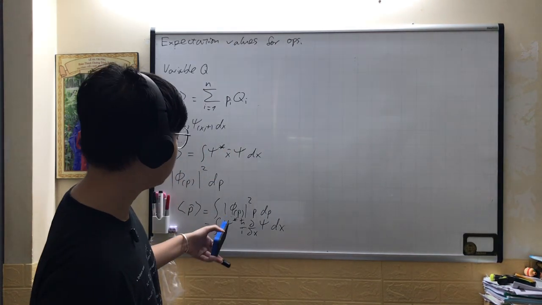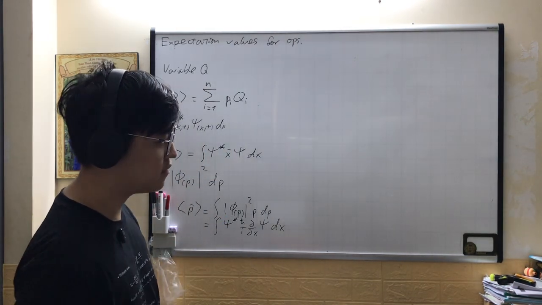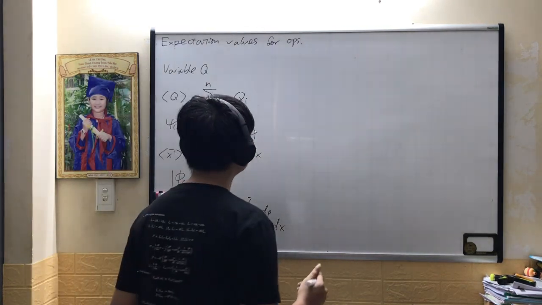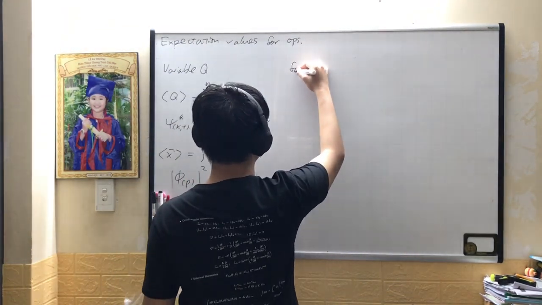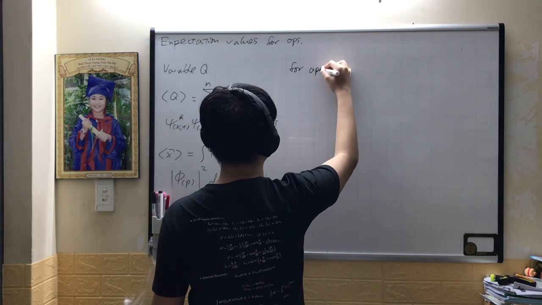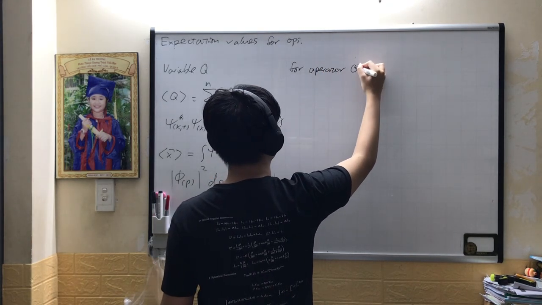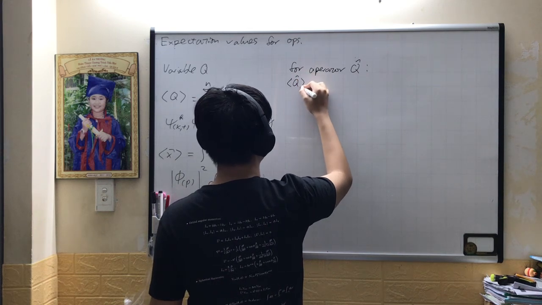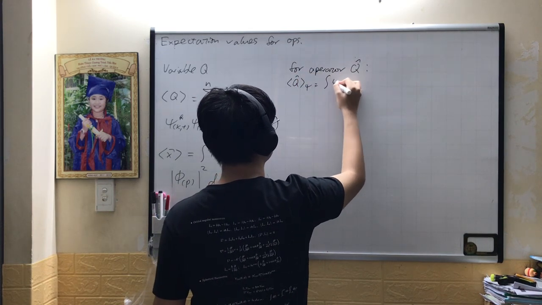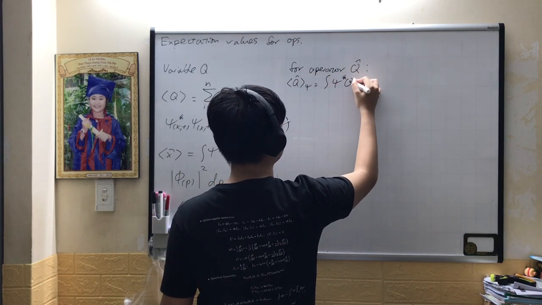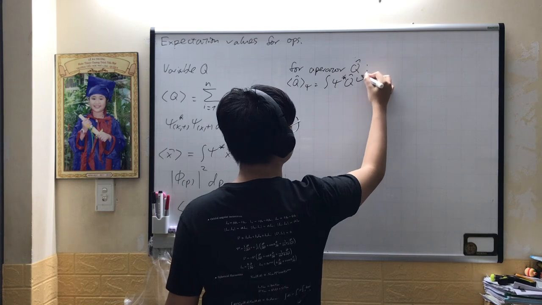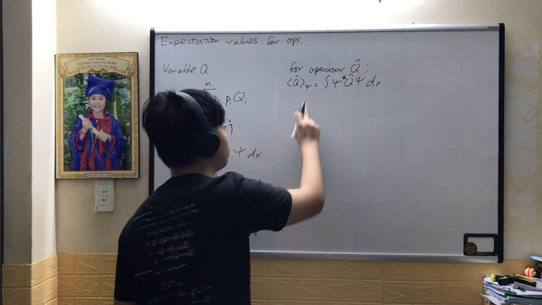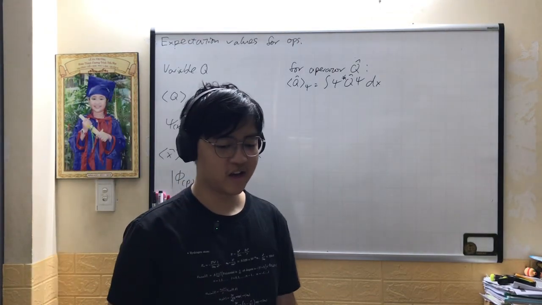So from this, you can get that if you have an arbitrary operator q hat, the expectation value of it in psi would be psi star, the operator in the middle, and psi dx. So suppose your psi is x dependent.